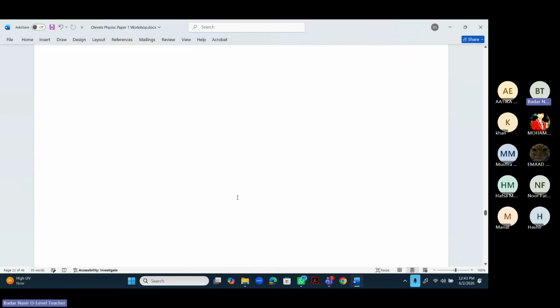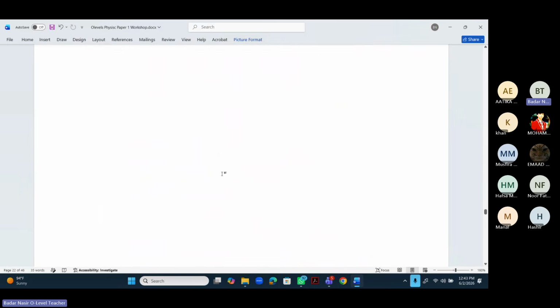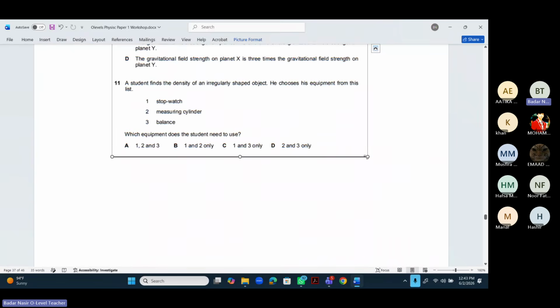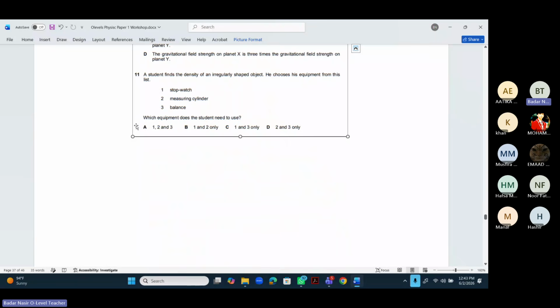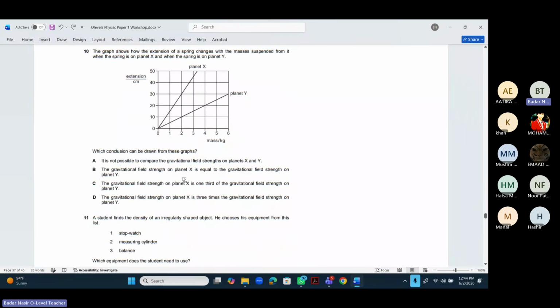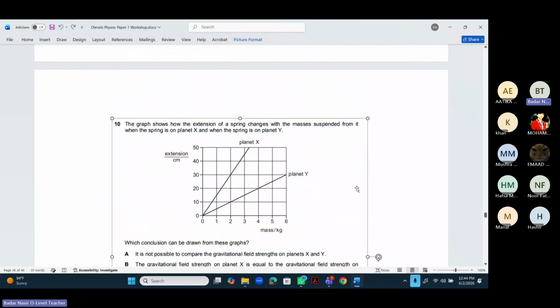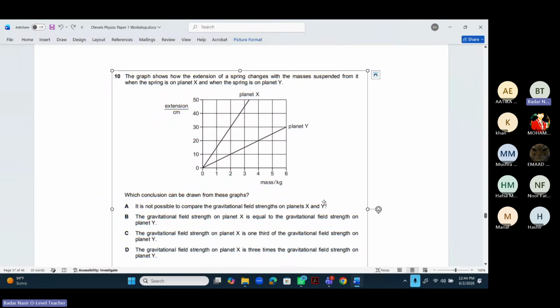Now next, we have forces and density. Okay, so now starting with forces and density: the graph shows how the extension of a spring changes with the mass suspended from it when the spring is on planet X and when the spring is on planet Y. Okay? So we have mass against extension.